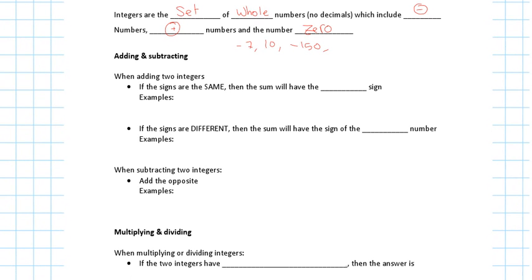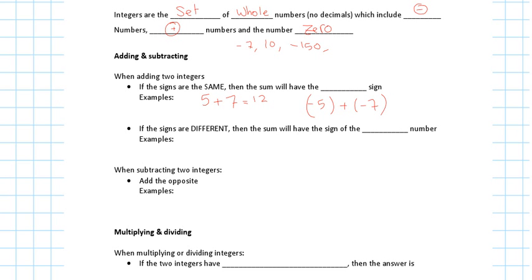When adding two integers, if the signs are the same, then the sum will have the same sign. Let's see this. If I have 5 plus 7, I'm adding two integers, and both are positive. What is my answer going to be? A positive, so that's going to be positive 12. How about negative 5 plus negative 7? Both are negative and I'm adding. That would be a negative 12.